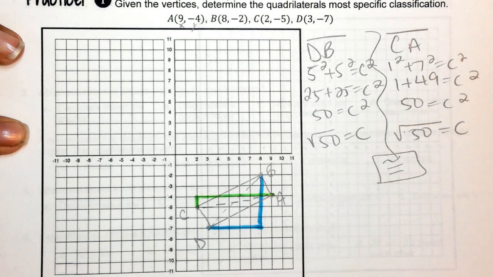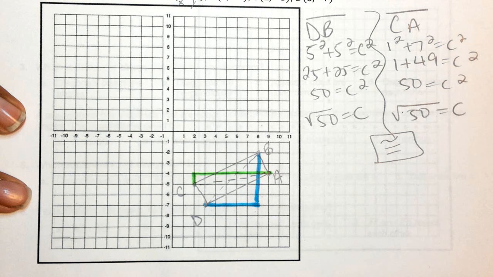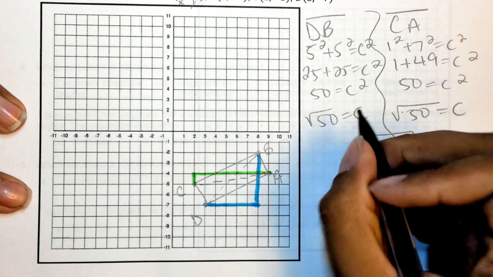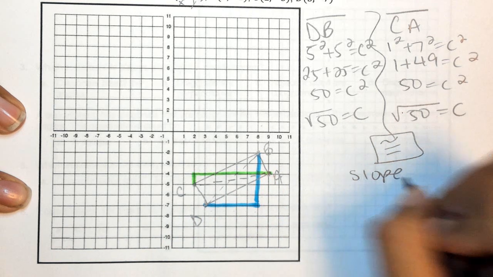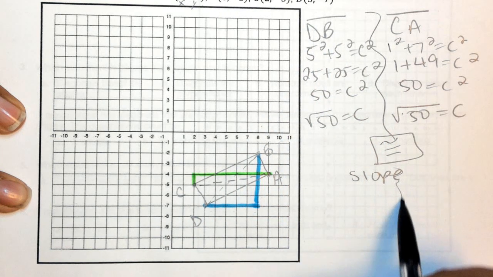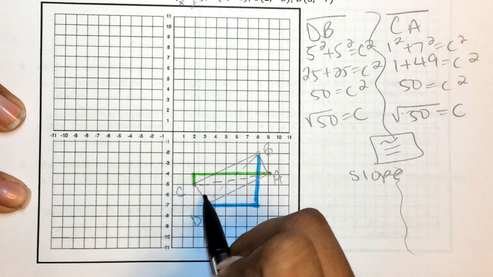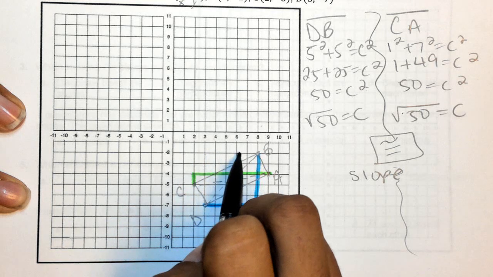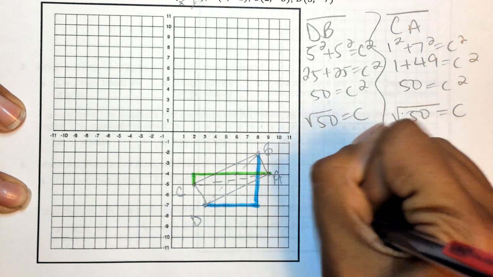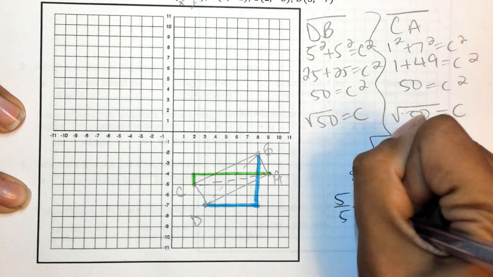Then we have to go ahead and check the slope. Remember, slope is just rise over run. So the slope for DB, let me write that down. We're continuing here, DB and CA. The slope here for DB, we're going to rise 1, 2, 3, 4, 5 and run 1, 2, 3, 4, 5. So 5 over 5. Remember, simplify when you can. So that just becomes 1 over 1.